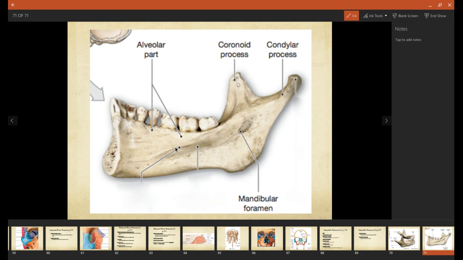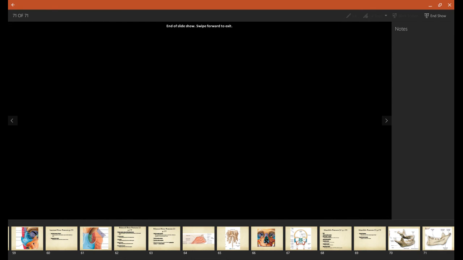Posteriorly here, we see the mandibular foramen right here, the hole. And that concludes chapter 14.